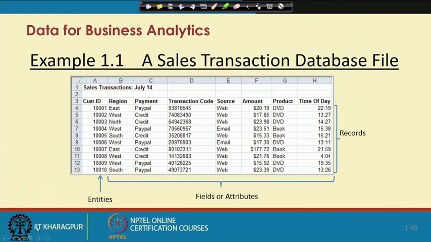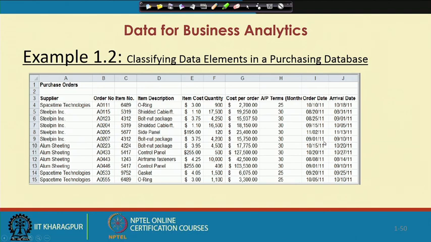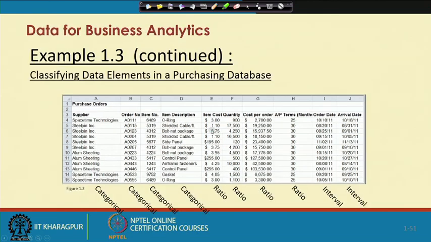This is sales transactions and customer ID, region wise, then payment wise, then transaction code, source, then amount, product. These are all proper recording. I think anybody can understand this reporting, and this is called standard reporting so far as data is concerned. Similarly, there is another example here: supplier information, then order number, then item descriptions, item cost, quantity, and cost per order. It is again another kind of standard reporting, but what is important here is the structure of the quantitative data and qualitative data.